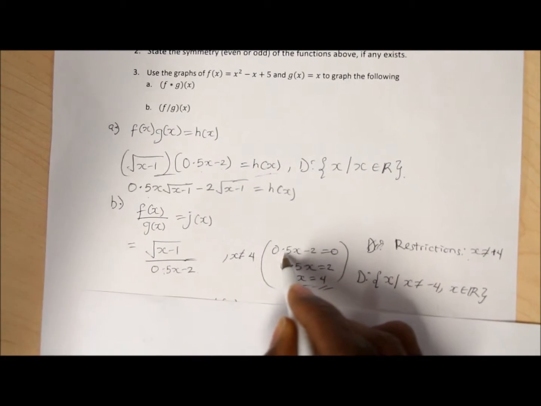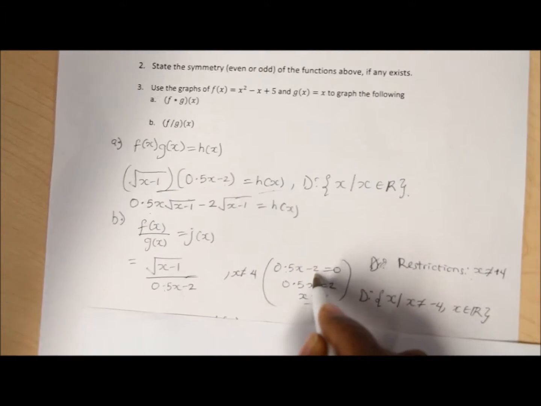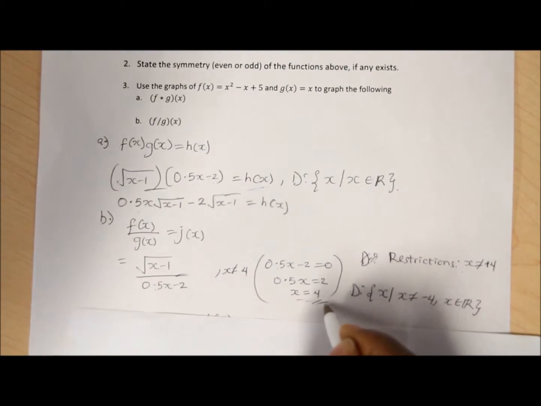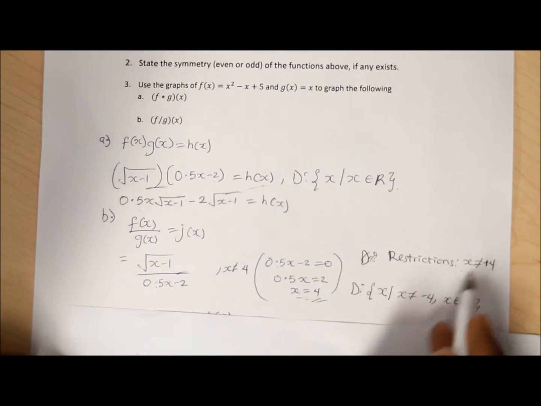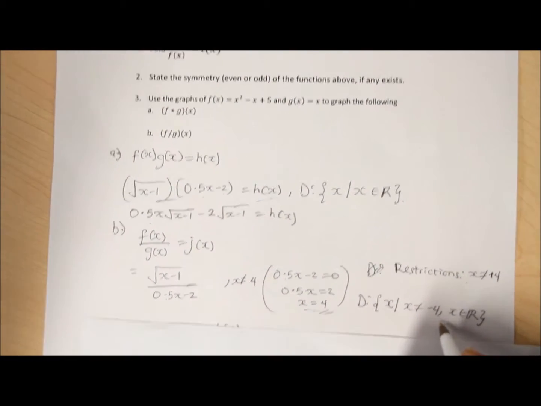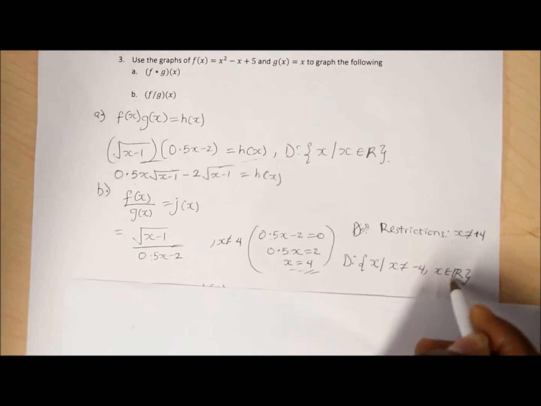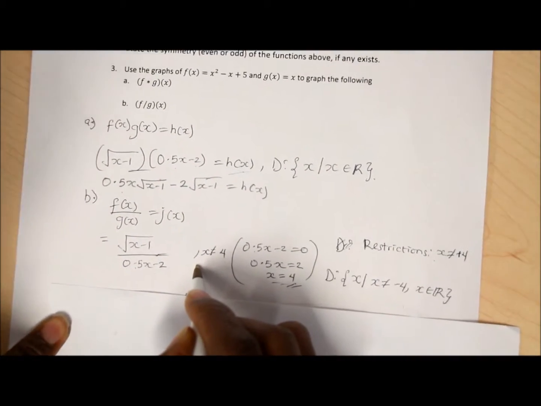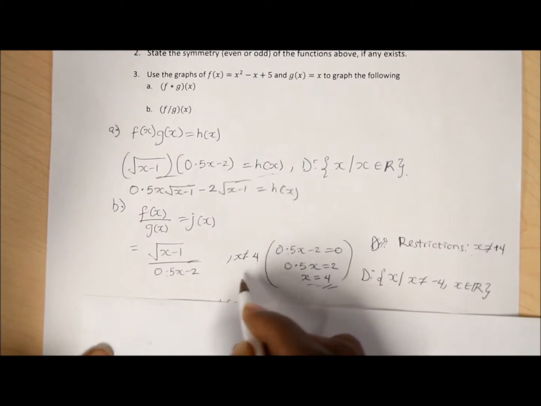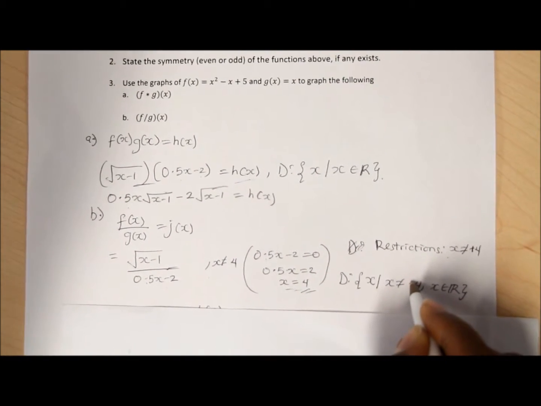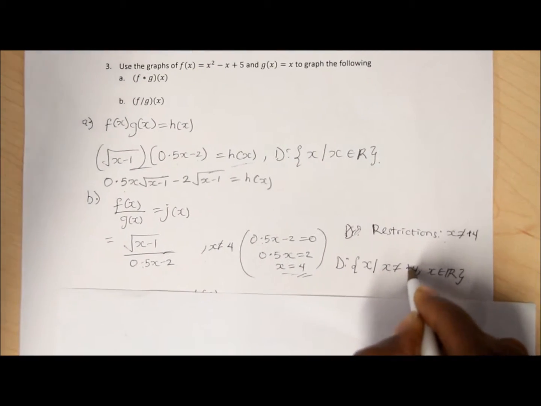So you've got to see how we did this. 0.5x minus 2 equals 0, then 0.5x equals 2, x equals 4. So then the restriction is stated, and the domain is x such that x cannot equal 4, and x is an element of all real numbers. For this one, there are no holes, but there is an asymptote. The asymptote is at +4, sorry, +4, not -4.